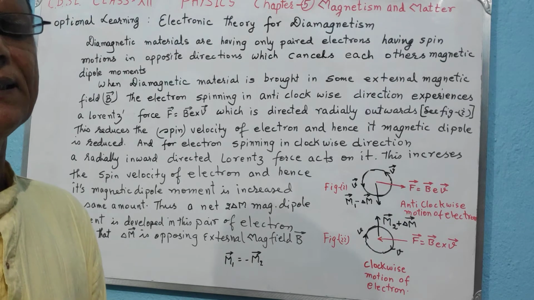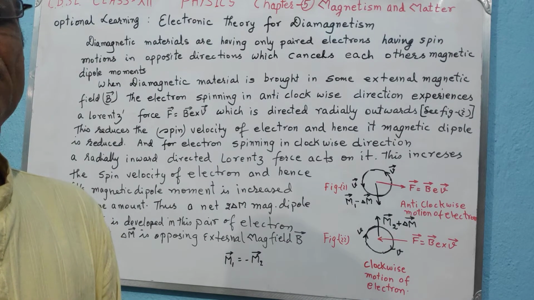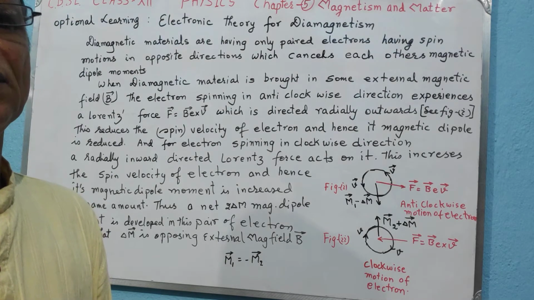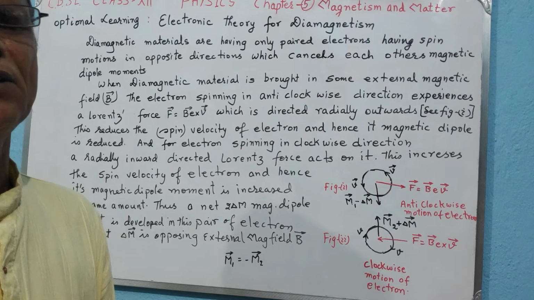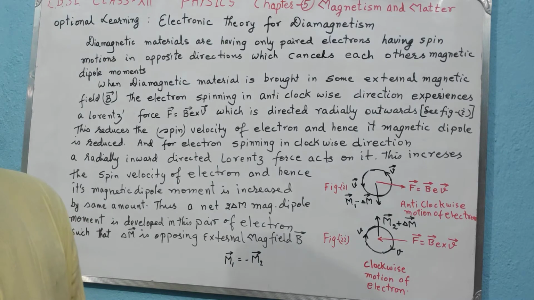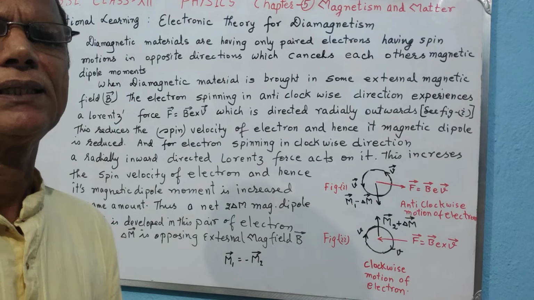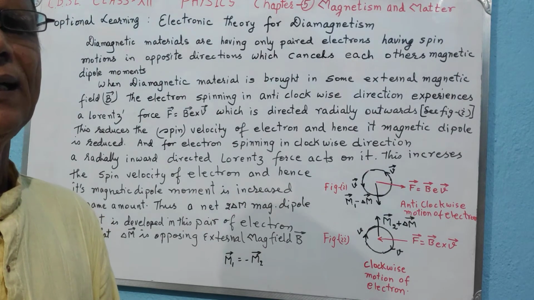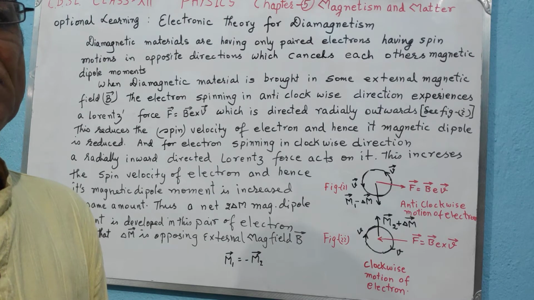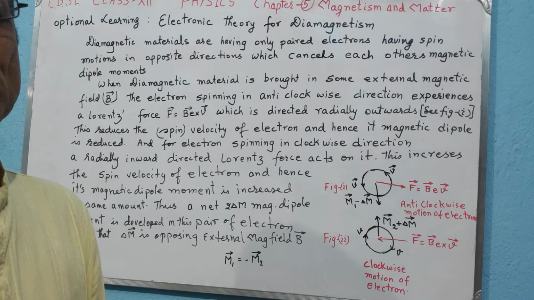But the moment some external magnetic field is brought to influence them, the electron having anti-clockwise spin motion will experience a Lorentz force which is radially outward, and as a result it will slow down the spin motion of that electron, which causes a reduction in the magnetic dipole moment produced by that electron.